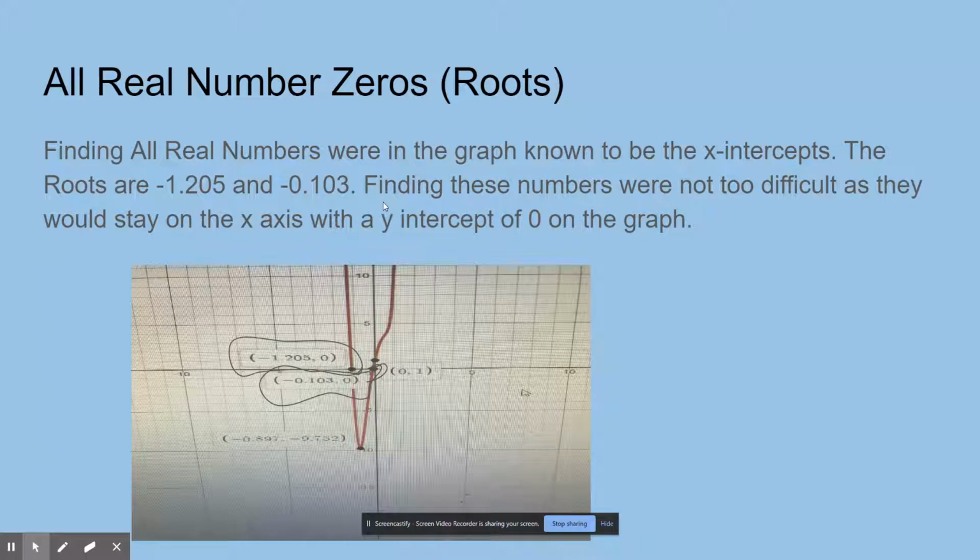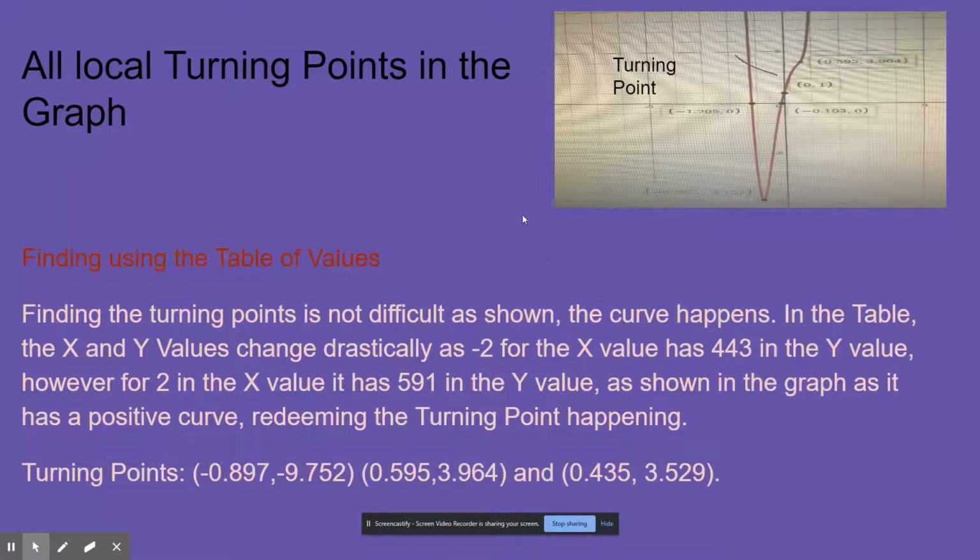All real numbers, zeros, roots. Finding all real numbers that were in the graph were fairly easy because all real numbers lie on the x-axis with no y-intercept. So I got -1.205, 0, and -0.103, 0. You can use a graphing calculator to find this. All local turning points in the graph, finding using the table of values.